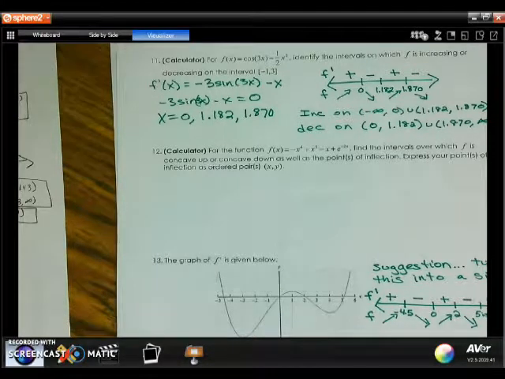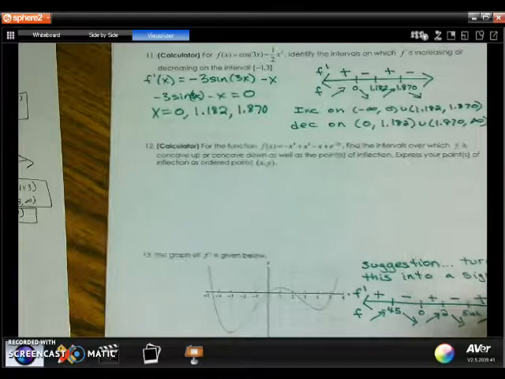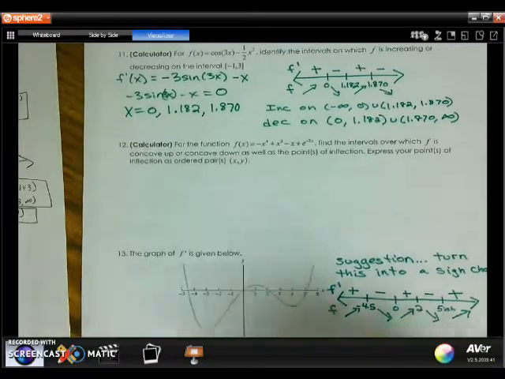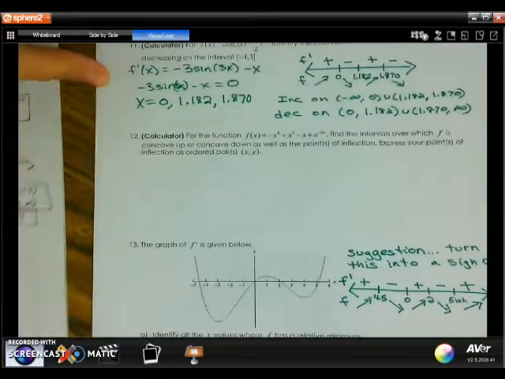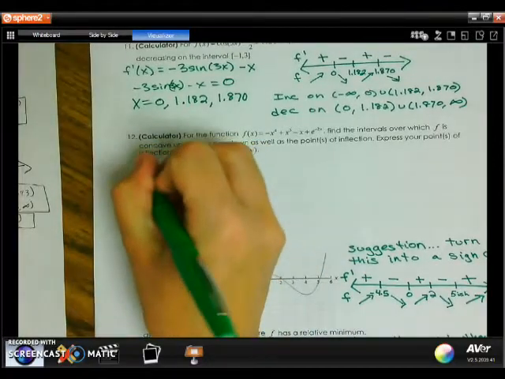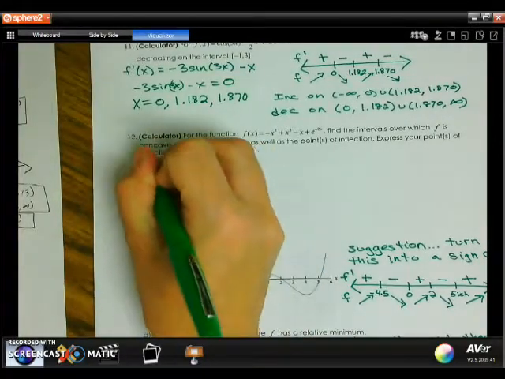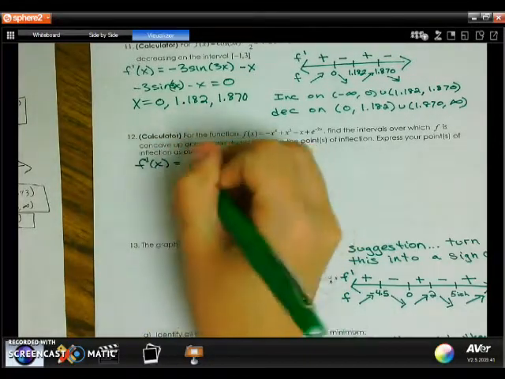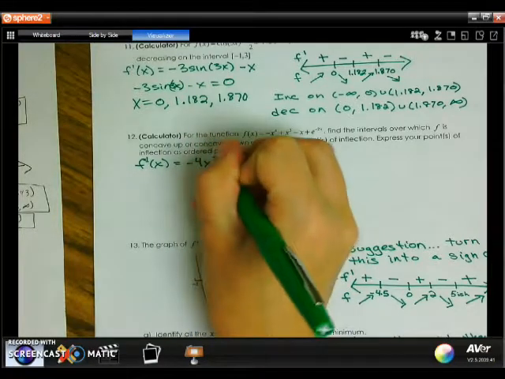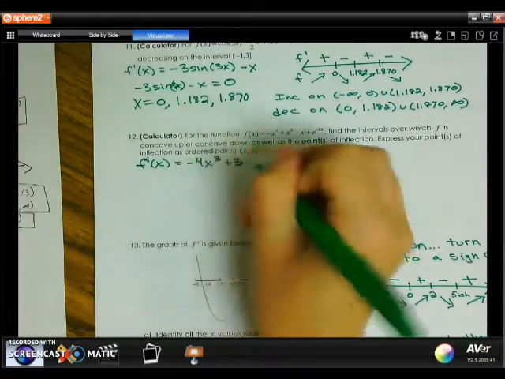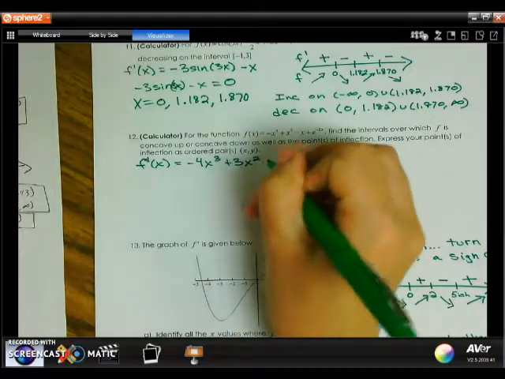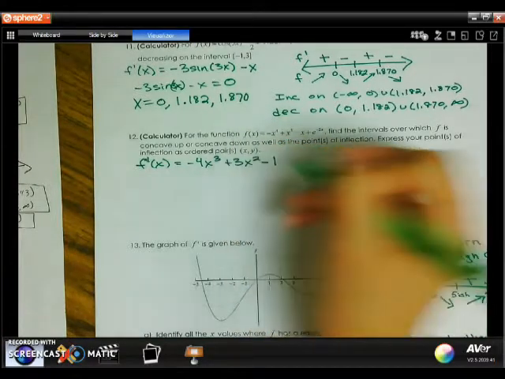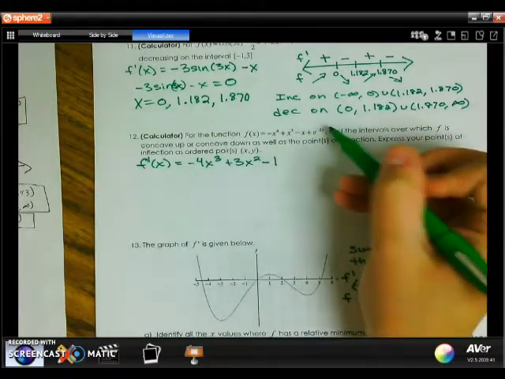Okay, so now, number 12 is the last calculator question, the last one that I'm going to be working through. So it says, for this function, find the intervals where you're concave up or down. So when I see concave up or down, that leads me to believe I'm going to need to use my second derivative test. Okay, so I'm going to take the second derivative. So the first derivative is going to be negative 4x cubed plus 3x squared minus 1. And then over here, what am I going to have to do for this?